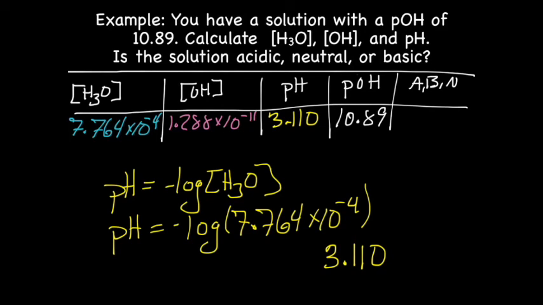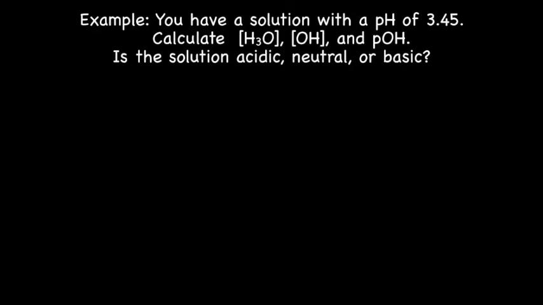And the very last thing to decide is if it's an acid, a base, or neutral. We look at pH to figure that out, and our pH is 3.110, which is less than 7, which makes this acidic. So that's how you do this. Okay, let's try one more, but this time hit pause, do it on your own, then hit play and see how you did.